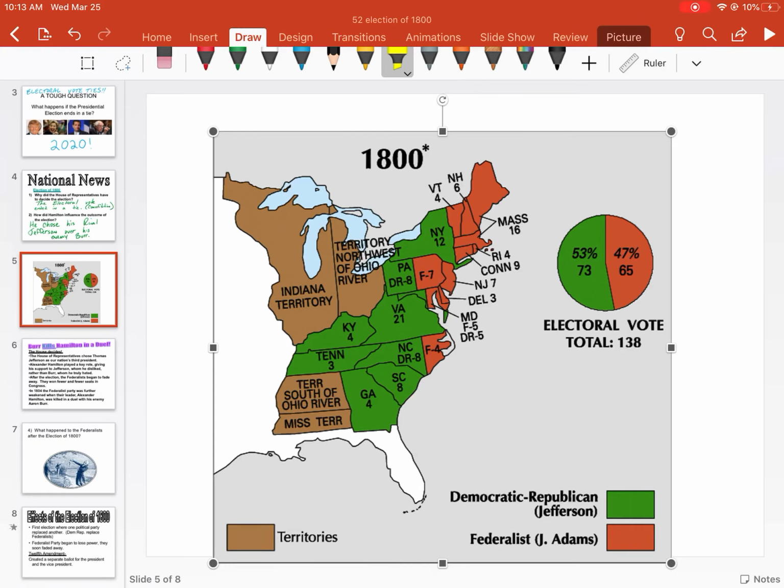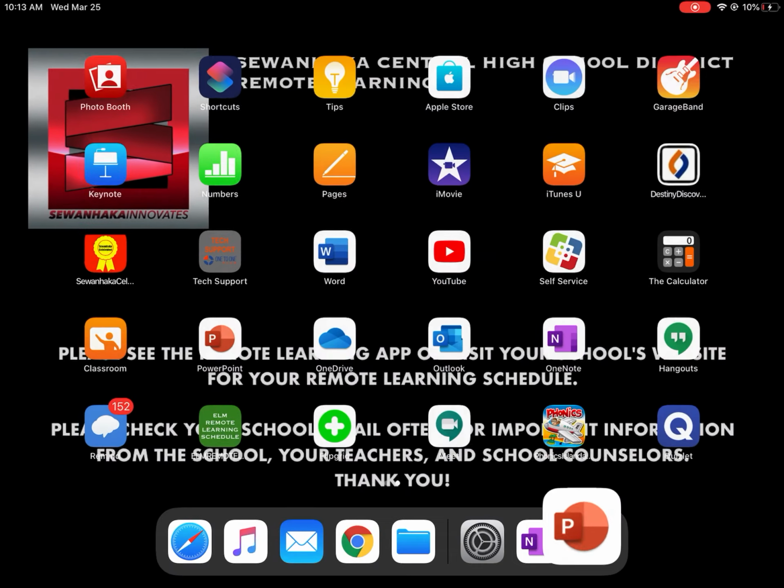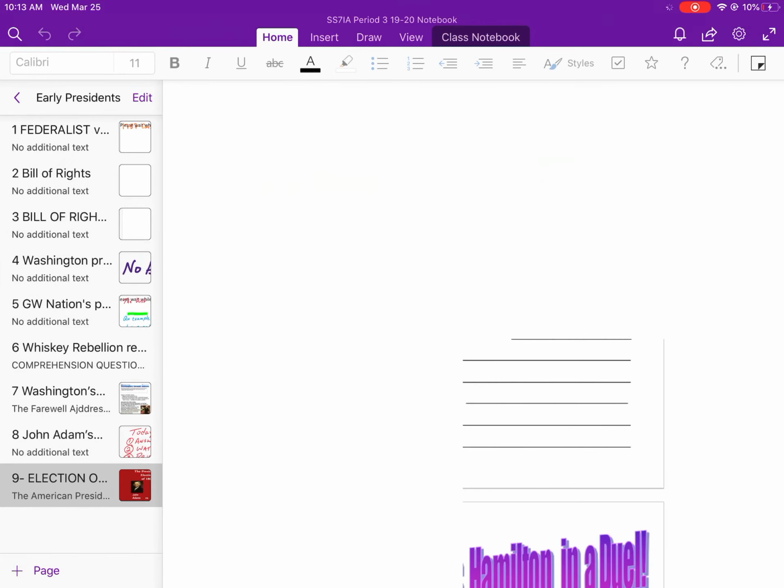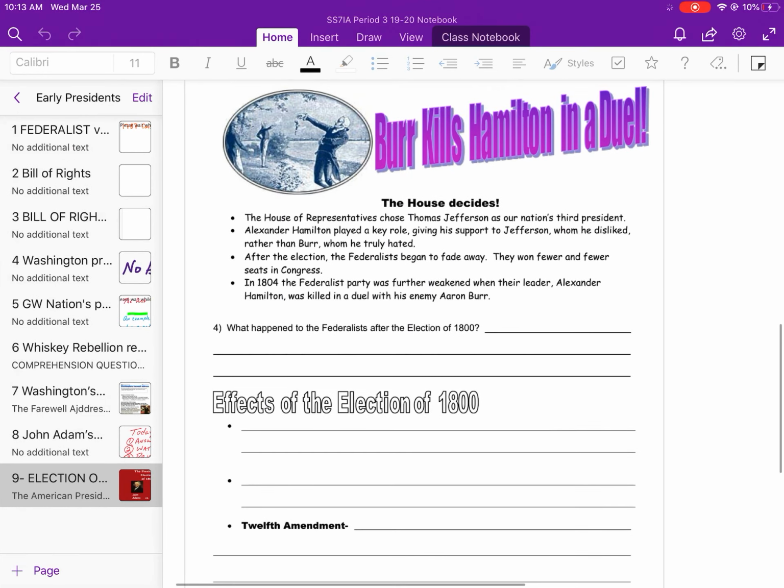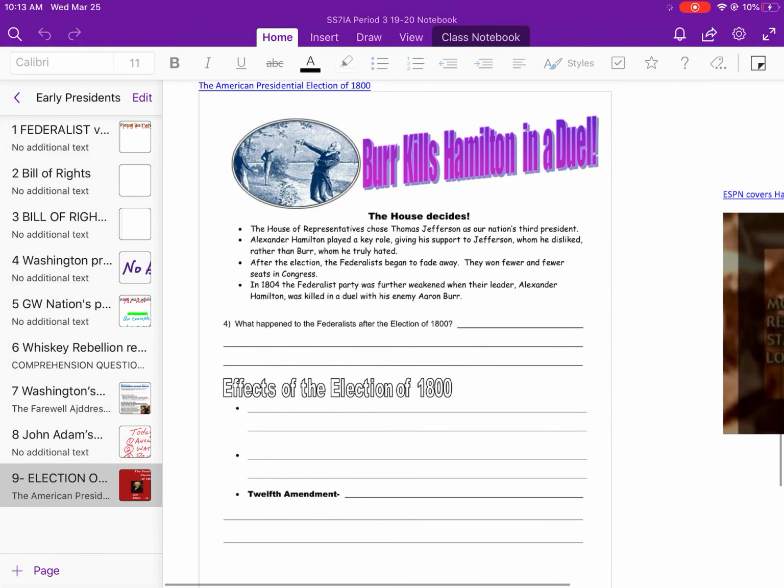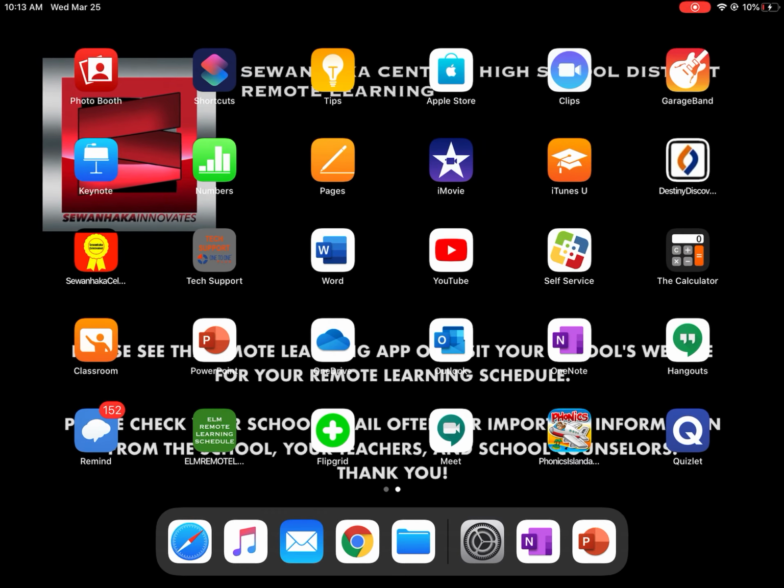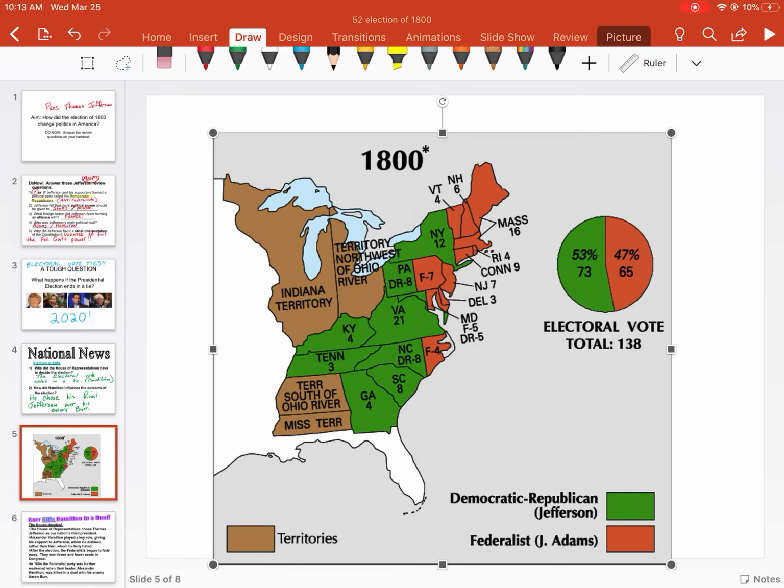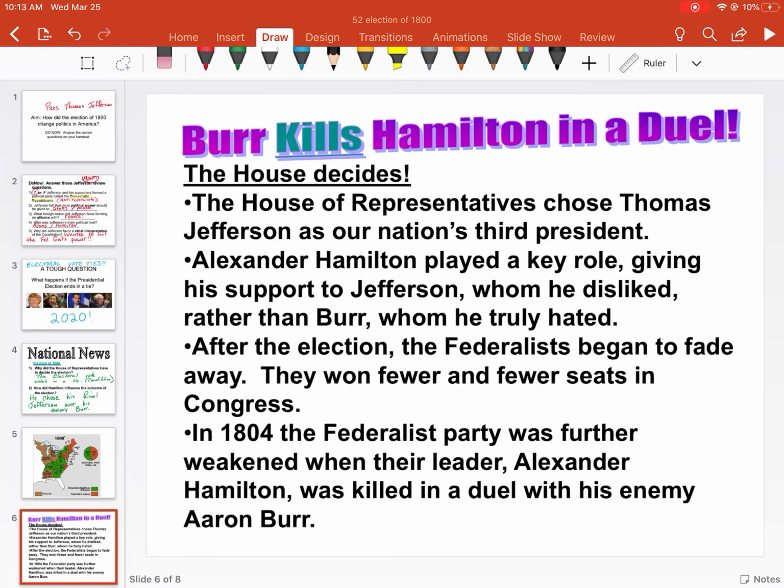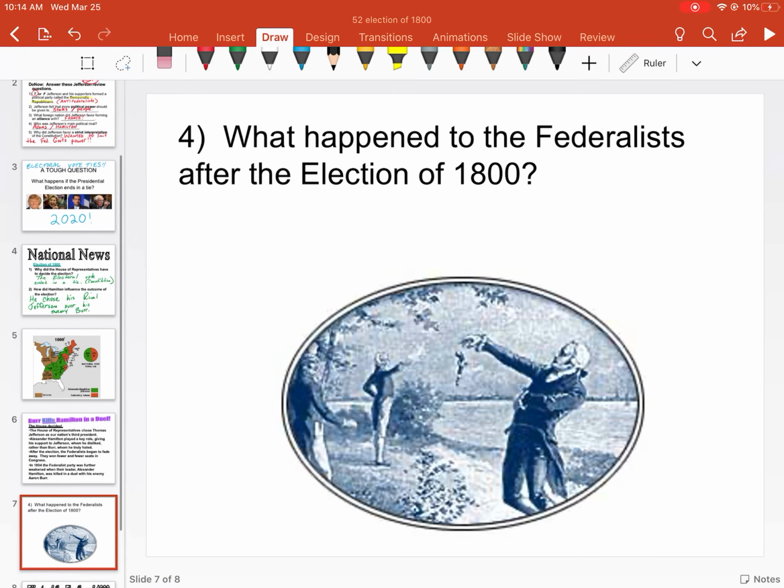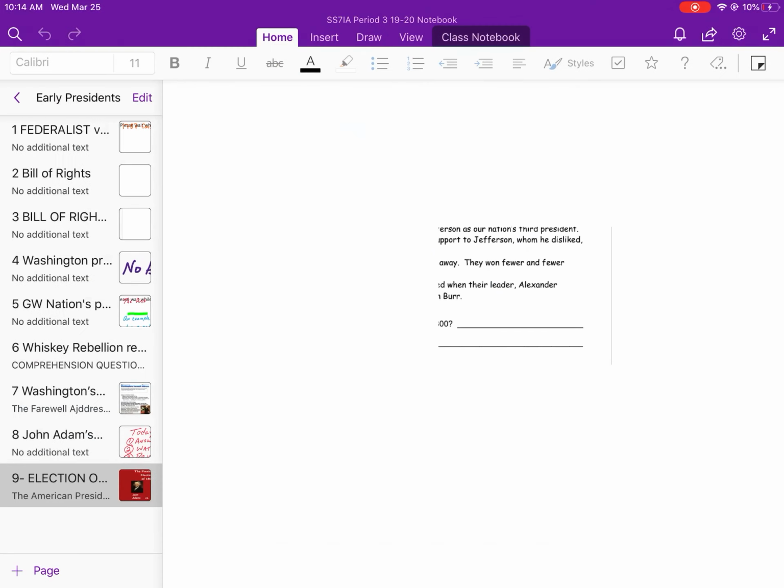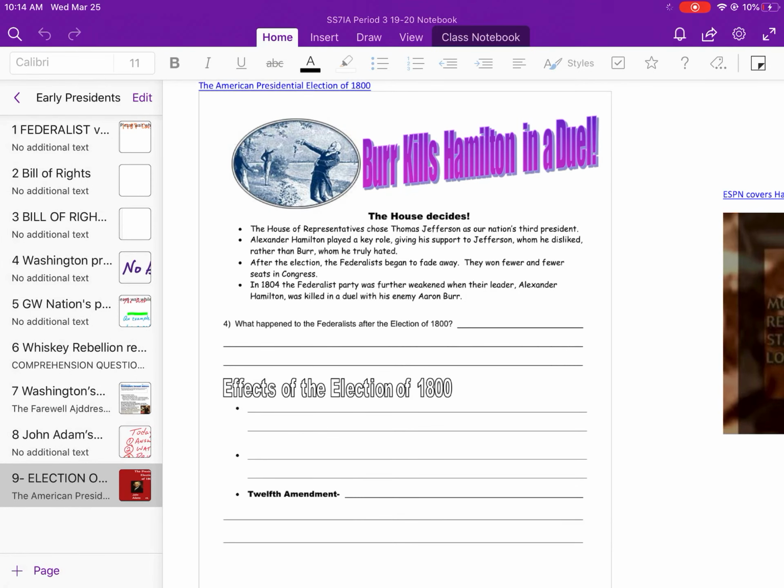So Jefferson wins the election, and it's going to really have a huge impact on the history of politics in the United States. We're going to page 2 on OneNote. Scroll down on OneNote. Here's where the story gets interesting. You can see it says Burr kills Hamilton in a duel. On page 2, let's take a look at these bullets and answer the next question. I believe it's question 4. All right, answer question 4 based on the reading. Pausing the video, and you guys should get working.